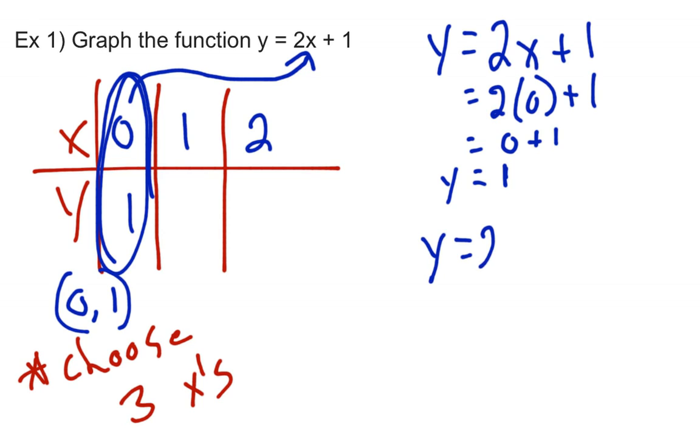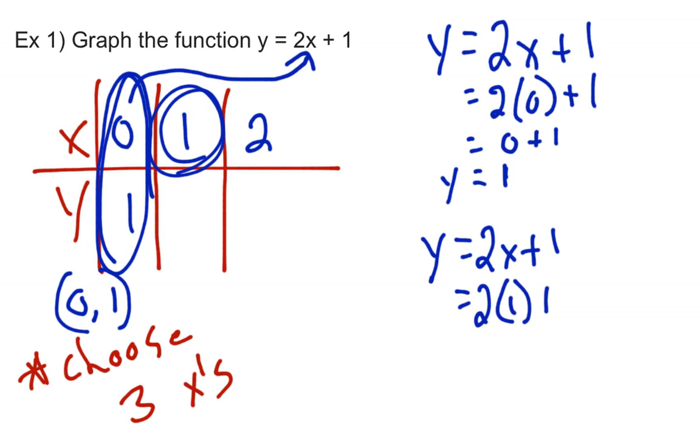Okay, I've got to do this again. y equals 2x plus 1, but now I'm on to my next number here, this 1. So I plug the 1 here. This is 2 times 1 plus 1. Well, 2 times 1 is 2. 2 plus 1 gives me 3.